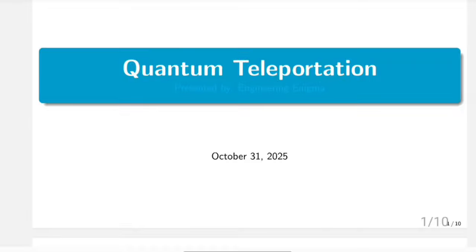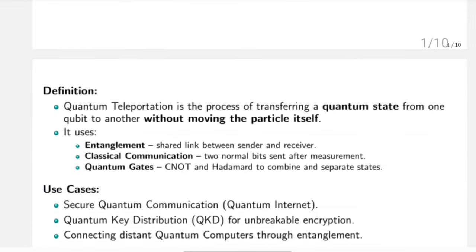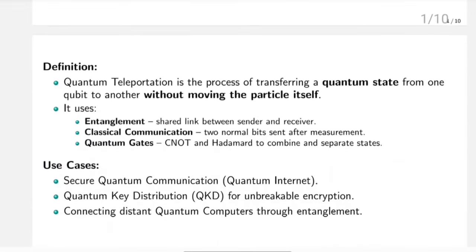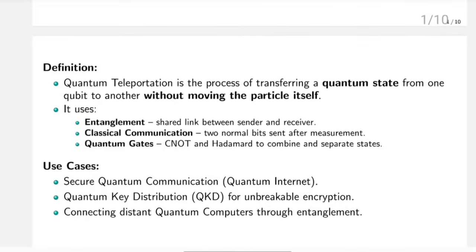Today we are going to discuss quantum teleportation. It is basically a way of transferring a quantum state. That means the information stored in one qubit is transferred to another qubit without moving the particle. It works using three main ideas.